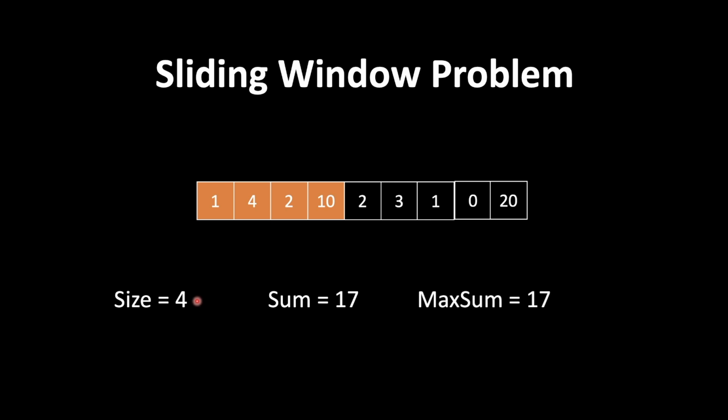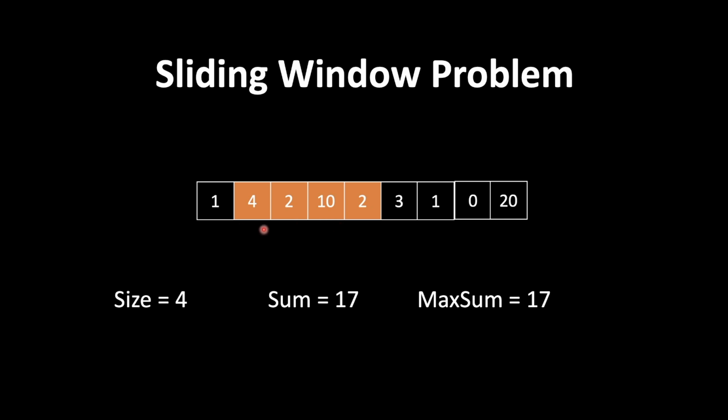We have completed our first step of the algorithm, which was making the window. Now our second step, sliding the window, we will do that. Let's slide it. See, in our sliding, we remove the last element and take the next element. So in sliding, we are just removing the last element and taking the next element in our window.